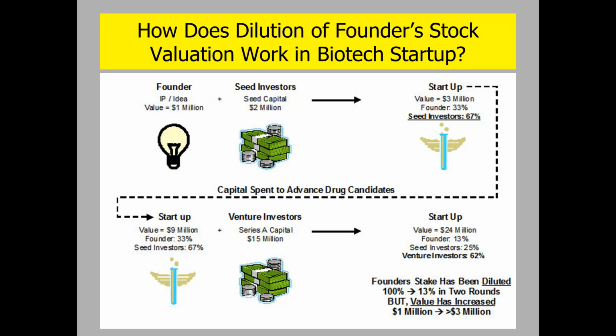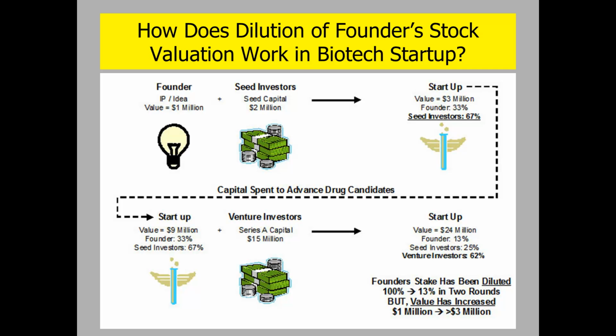you do some of the research as you advance to having drug candidates, and now maybe your research looks promising, so your valuation of your company is worth more. Now you go from a $3 million valuation to a $9 million valuation. So then you get venture investors that put some money in a Series A capital. They get some of the stock. They put in another $15 million. Now your company is worth $24 million.